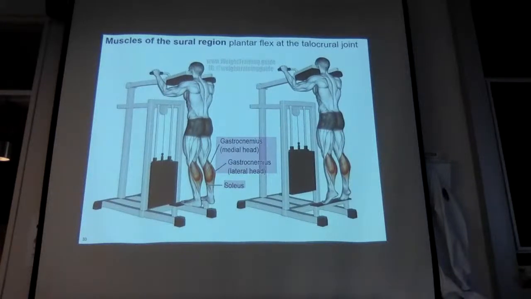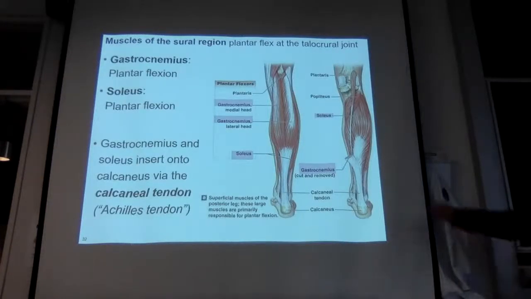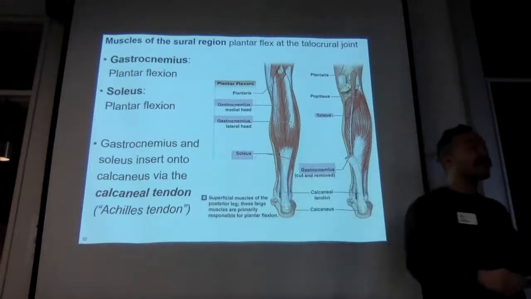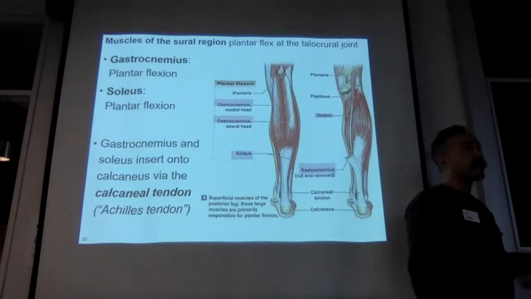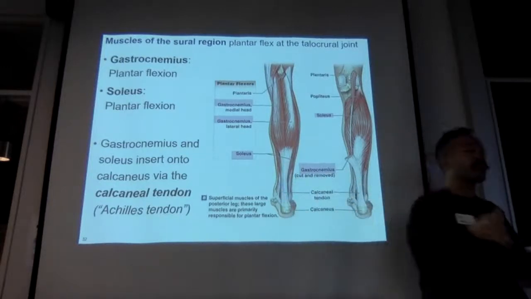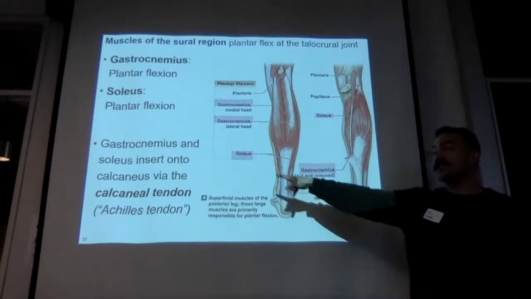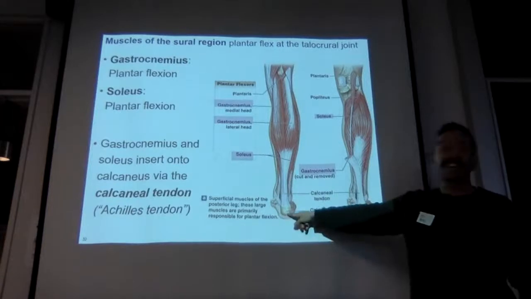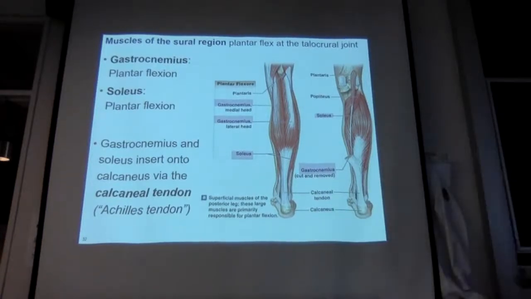Oh, last thing about this. The gastrocnemius and soleus converge to a single tendon, kind of like the Gluteus Maximus and Tensor Fasciae Latae converge to a single tendon. That's what you know as your Achilles tendon, but I want you to know the technical name. It's connecting to the calcaneus, so it's your calcaneal tendon. This is your calcaneus.